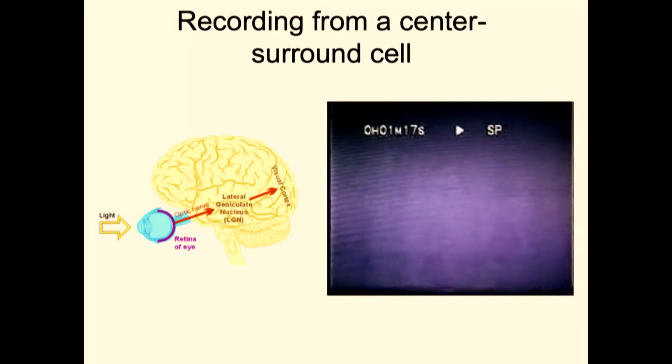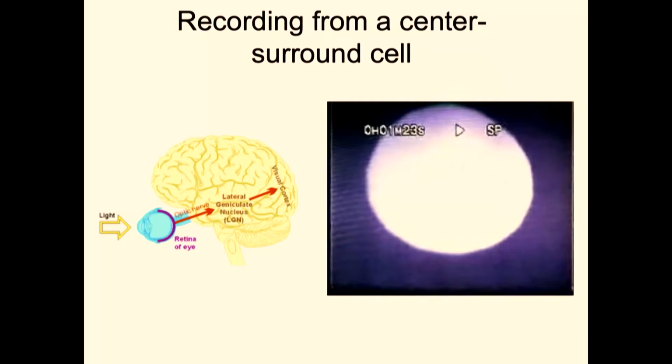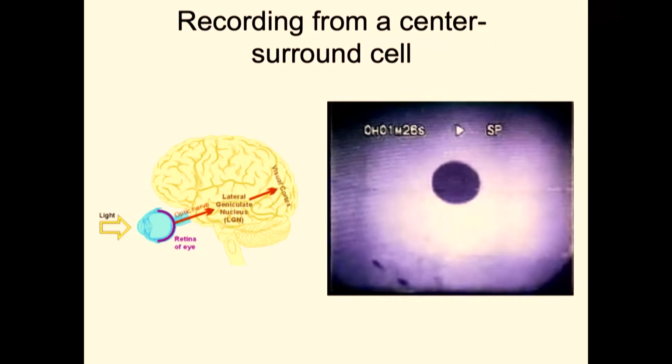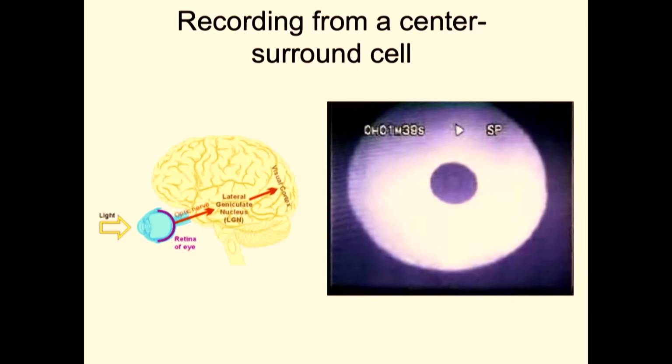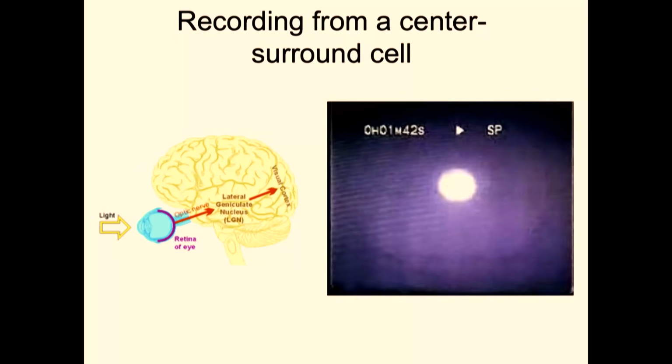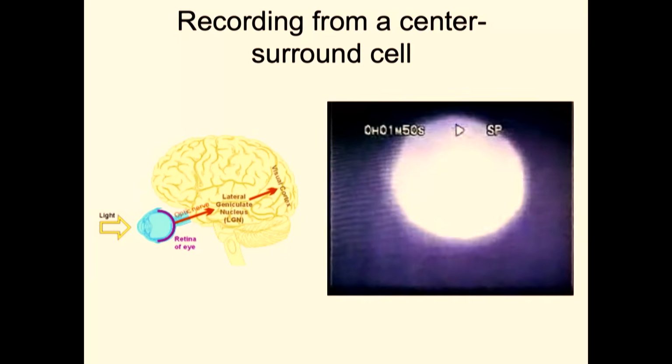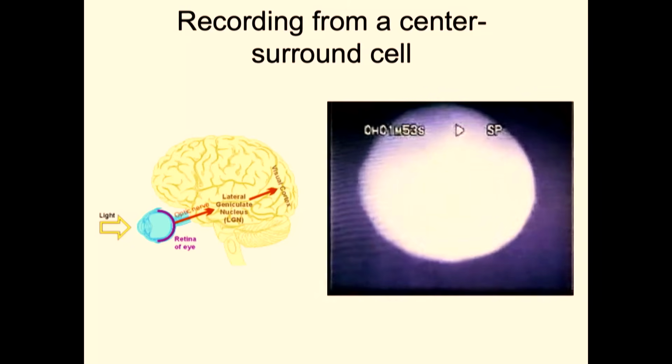The point here is that the small circle gives a bigger response than the big circle. That's because there's an inhibitory surround. The point of this is the dark circle kills the response, right? And then you get spikes once it disappears. I think you get the idea. So that's a center surround receptive field.